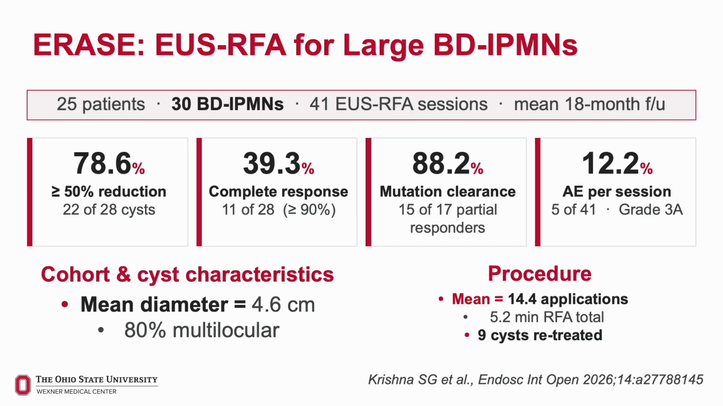So these are the published results from our early experience with the ARRAYS study. We observed more than 50% reduction in nearly 80% of subjects, while 40% had complete resolution. 88% of those with partial response had pre and post ablation NGS showing molecular clearance. Now, the mean size of cyst treated was higher than prior published studies. The mean size of cyst was 4.6 centimeters, and the adverse event rate was 12%, mostly due to the thermal impact of RFA.